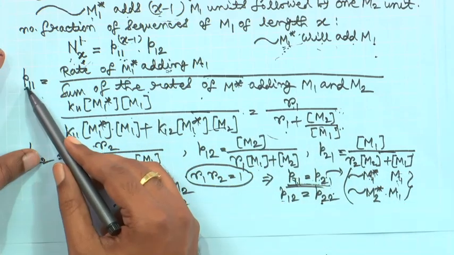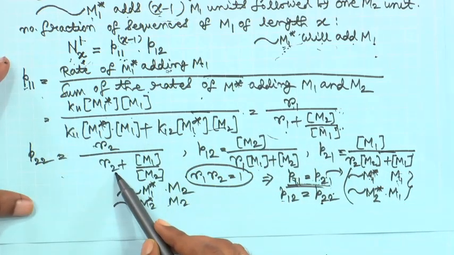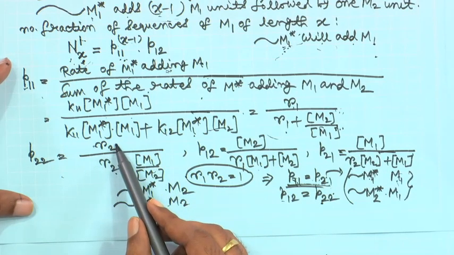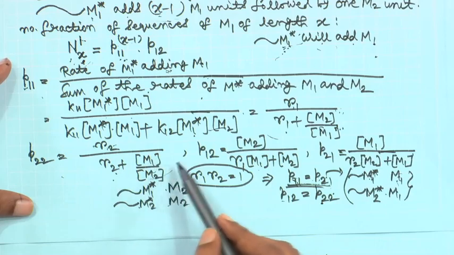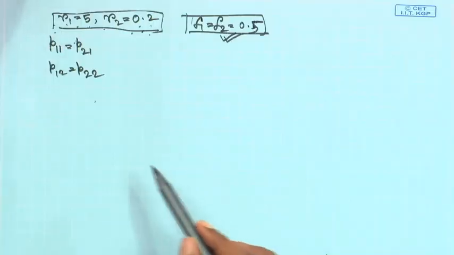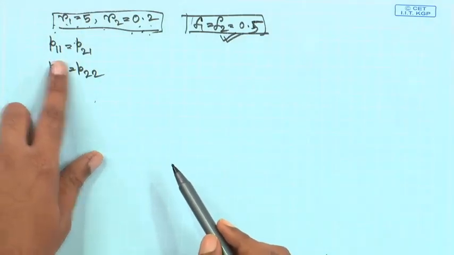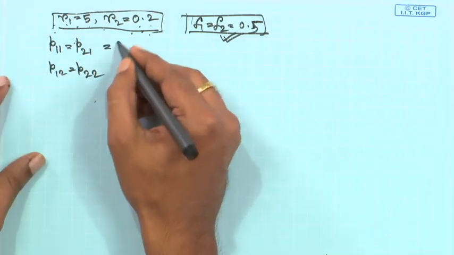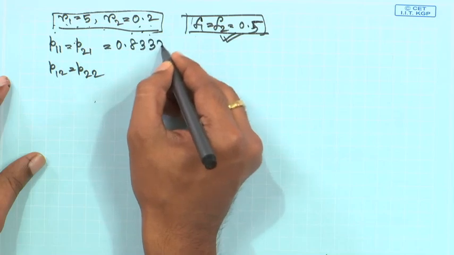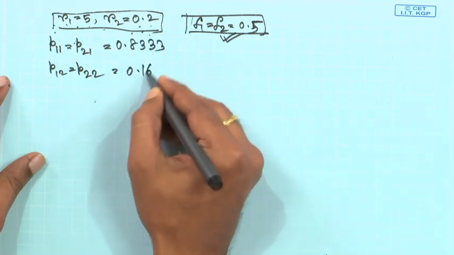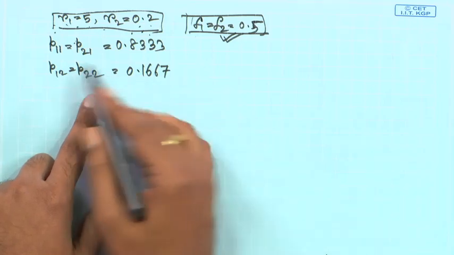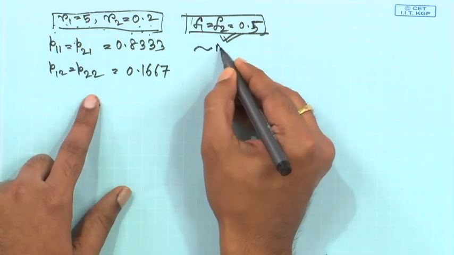Correspondingly you can find out P11, same way you can find out P22, all in terms of your co-monomer feed composition and your R1 and R2, all these things are known. So, you can find out these values. If you find those values, you see indeed P11 equals P21 and P12 equals P22, and look at these values here, it is 0.8333 and this is 0.1667. This is what I wanted to tell you, the propensity.